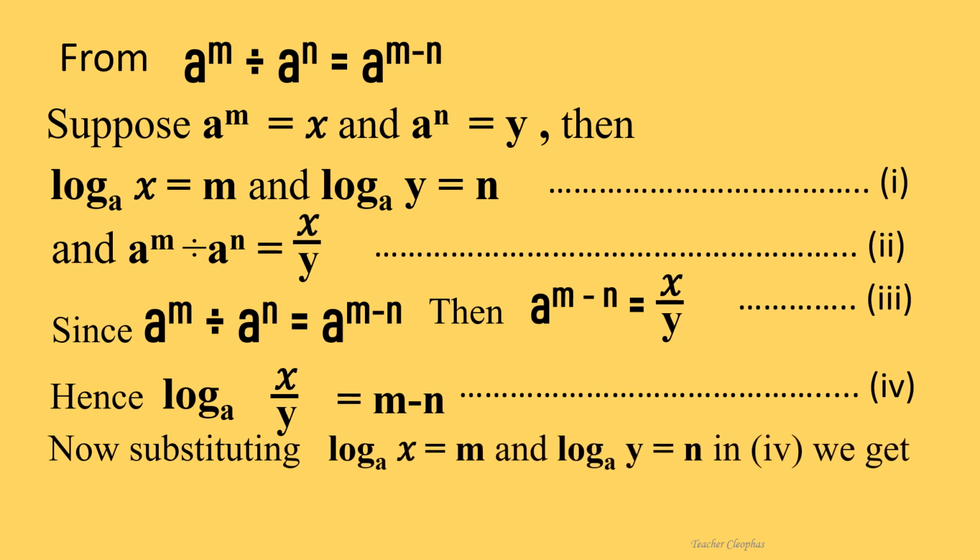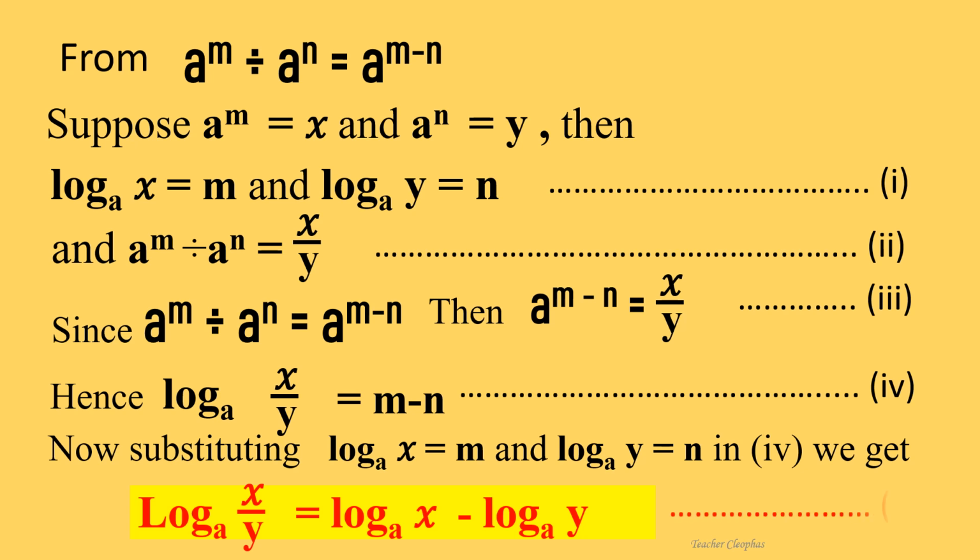Now, substituting logarithm of x to base a equals m and logarithm of y to base a equals n in our fourth equation, that is, now focusing on the right hand side, we would have logarithm of x over y to base a equals, instead of m minus n, we have logarithm of x to base a minus logarithm of y to base a. Let that be our fifth equation, and this becomes our second law of logarithms.